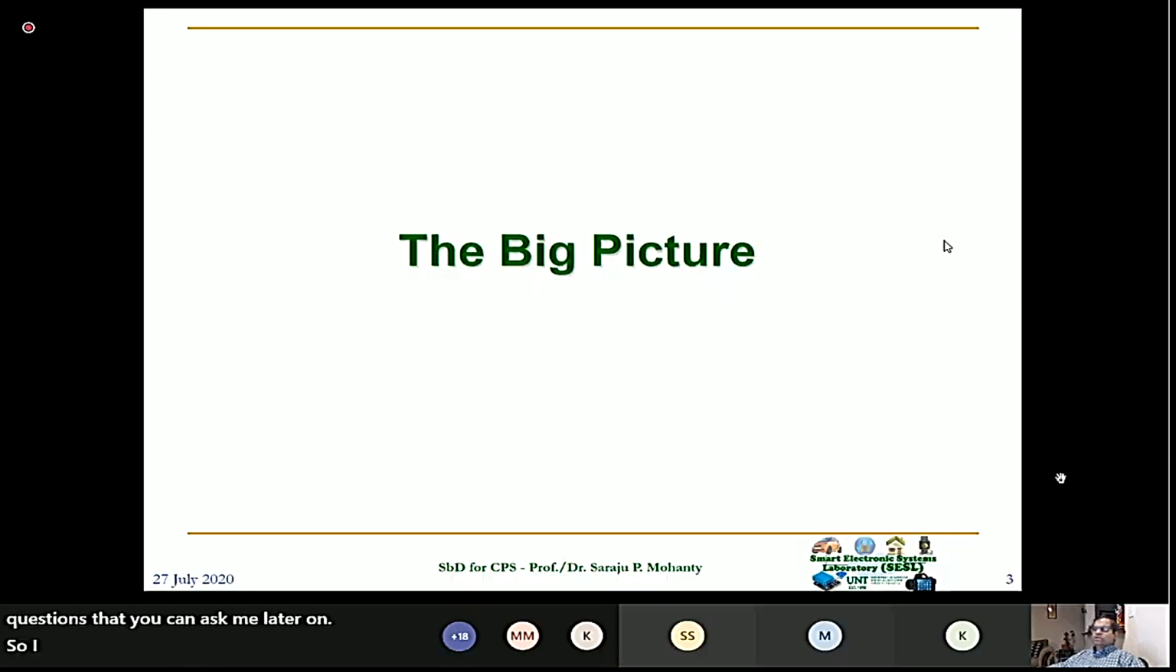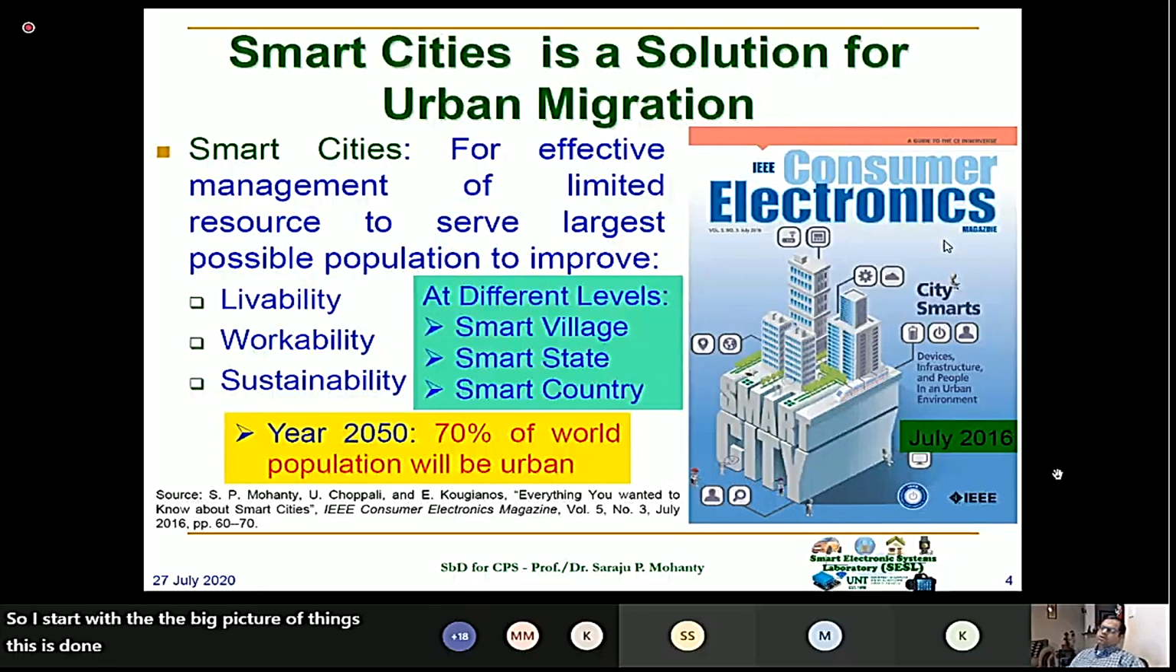So I start with the big picture of things. This is the motivation I always present, that is urban migration. The population in most countries is moving towards urban areas, and it is a little alarming that by 2050, it is projected that 70% of the world population will be urban. As a result, the resources will be overwhelmed. Limited resources are there, starting from living space to healthcare resources, energy and so on. So how do we ensure the smart city sustains while accommodating such a large population?